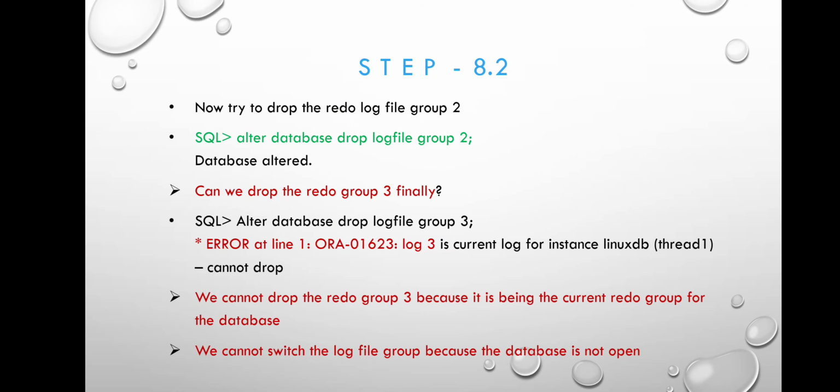Step 8.2. And now we can try to drop log file group 2. So please run the command as mentioned, and yes, now you dropped it. Now try to drop redo log group 3. Oh, see, you cannot, as it is the current redo log. So we must switch the redo log so we can drop it.